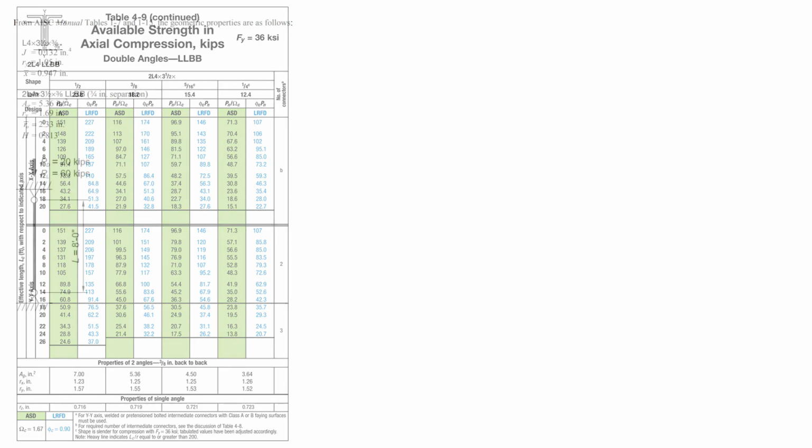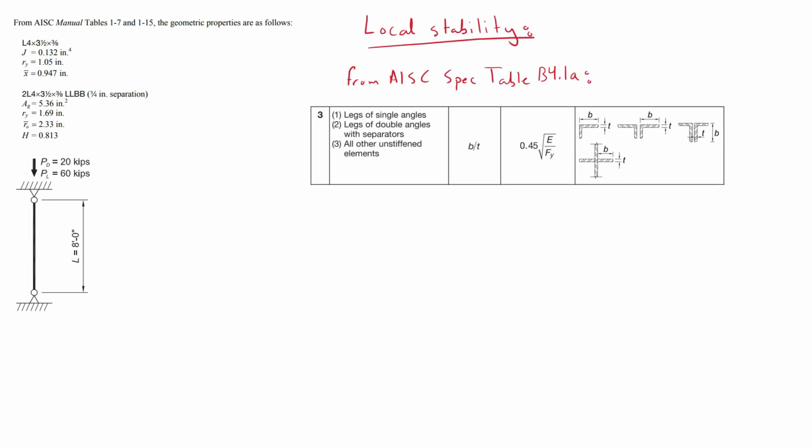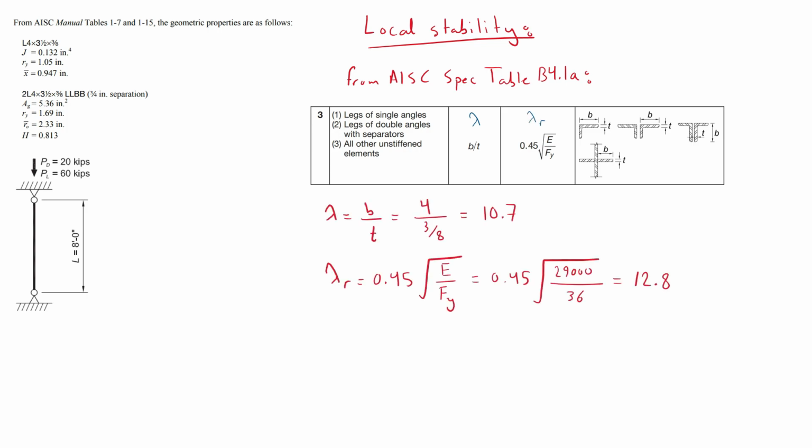Let's start by determining whether the section has any slender elements. By referring to Table B4.1a in the AISC specifications, we can determine the equations for the width to thickness ratios as well as the limiting width to thickness ratios. We then calculate them and find out that the width to thickness ratios do not exceed the limiting ratio, and thus there are no slender elements in the section.